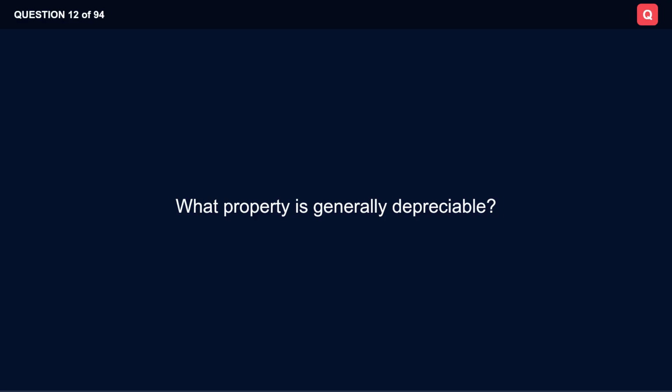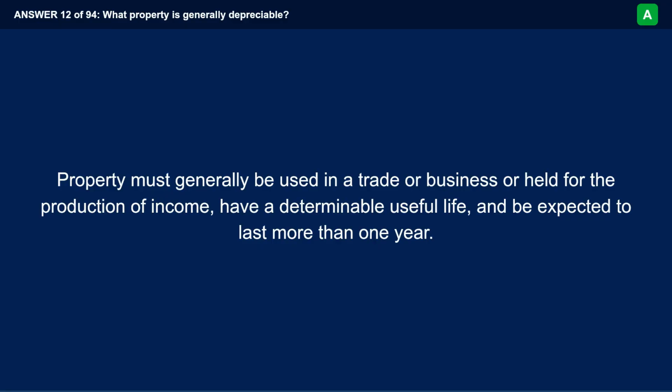What property is generally depreciable? Property must generally be used in a trade or business or held for the production of income, have a determinable useful life, and be expected to last more than 1 year.